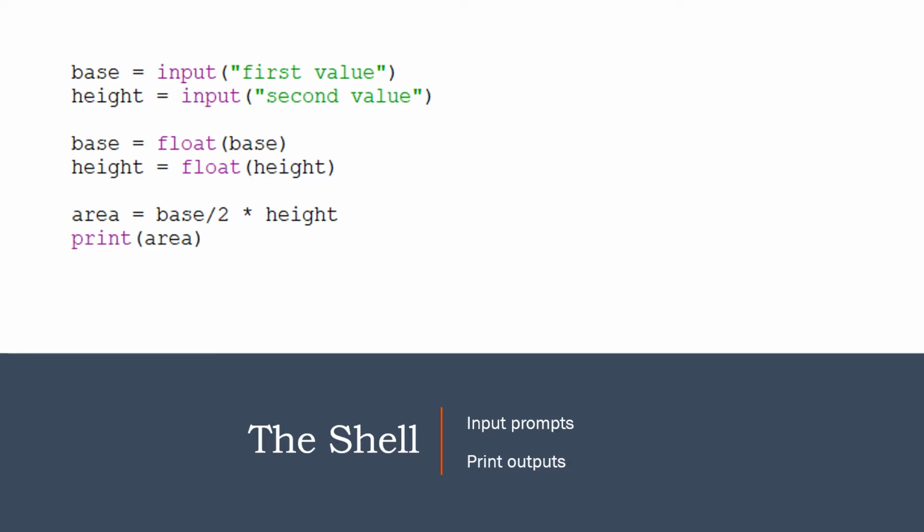There aren't any errors in this program. If we ran it, it might look something like this. Here I've entered 32 and 7.4 and it's given me an area of 118.4. But you can see that this isn't a very user-friendly interface for the program. It's not clear what you have to enter and it's not clear what the output is. So let's see how we can improve this program.